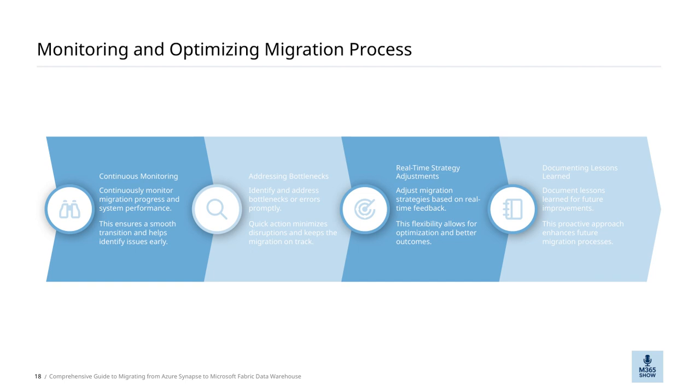Addressing bottlenecks or errors as soon as they arise is another key point. Prompt action minimizes disruptions and keeps our migration on schedule. It's all about being responsive and maintaining momentum. Finally, continuous monitoring of progress and system performance is essential. Regular checks help us spot issues early and ensure the migration stays on track. By keeping a close eye on everything, we can make informed decisions that lead to a successful and seamless migration.